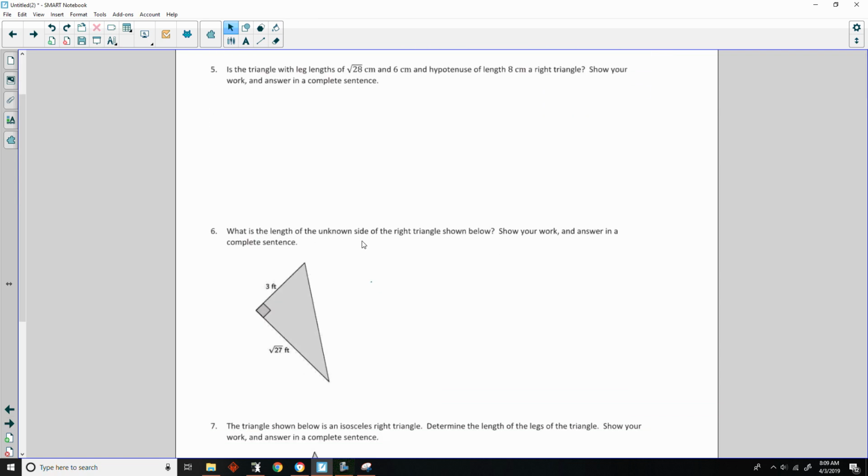Number 5. Is the triangle with leg lengths of square root 28 and 6 centimeters and a hypotenuse of 8 a right triangle? Show your work and answer in a complete sentence. Okay, so here's my triangle, and I have the square root of 28 here, and I have 6 here, and I have the hypotenuse of 8, and I'm wondering if this is a right triangle. So I write a squared plus b squared equals c squared. So the square root of 28 squared plus 6 squared equals 8 squared.